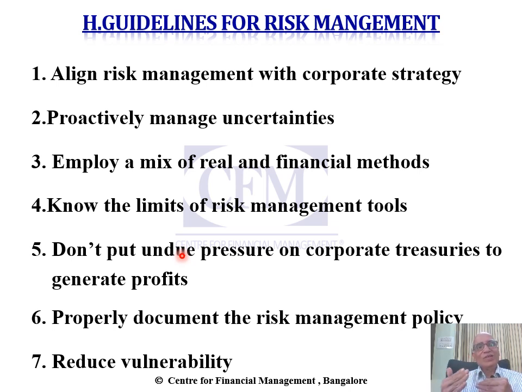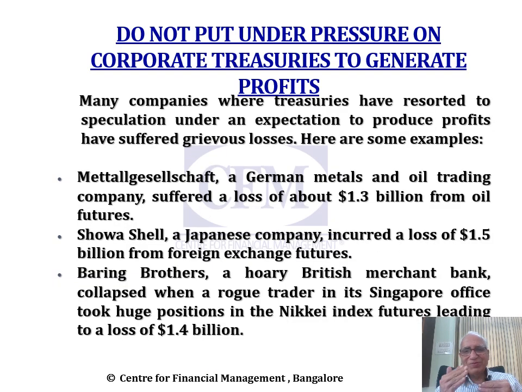5. Don't put undue pressure on corporate treasuries to generate profits. It is quite tempting at times to regard corporate treasury as a very important source of profits for the firm. If such pressure is put on corporate treasuries, they are likely to speculate in a reckless manner. 6. Properly document the risk management strategy. It is imperative that a firm spells out its risk management policy and documents it. It enables the firm to respond to risk in a reflective manner, not a reflexive manner. 7. Reduce vulnerability. Firms should enhance their financial strength. Firms should build financial resilience in order to become less vulnerable to external shocks.